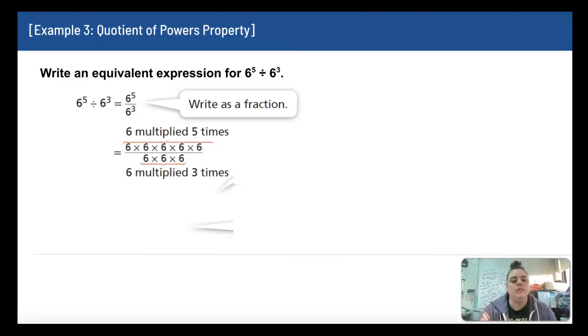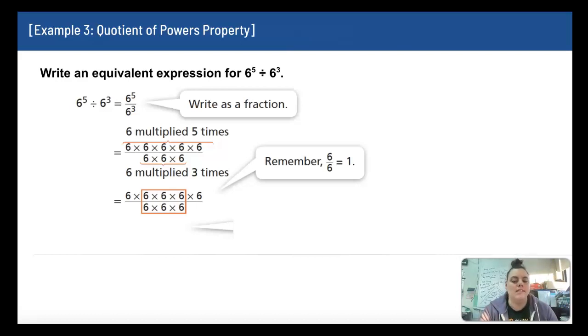And then we'll write it out like we did with the first one. Expand it so we can see what exactly we have. So we have 6 times 6 times 6 times 6 times 6 on top, and on the bottom we have 6 times 6 times 6. We then can see that we have this grouping of 6 divided by 6 times 6 divided by 6 times 6 divided by 6. So because 6 over 6 is 1, we can actually rewrite this as 1, 1, and 1. Which means that we have 6 times 1 times 1 times 1 times 6. Because multiplying by 1 doesn't change the answer, we can remove those and just write 6 times 6, or 6 squared.